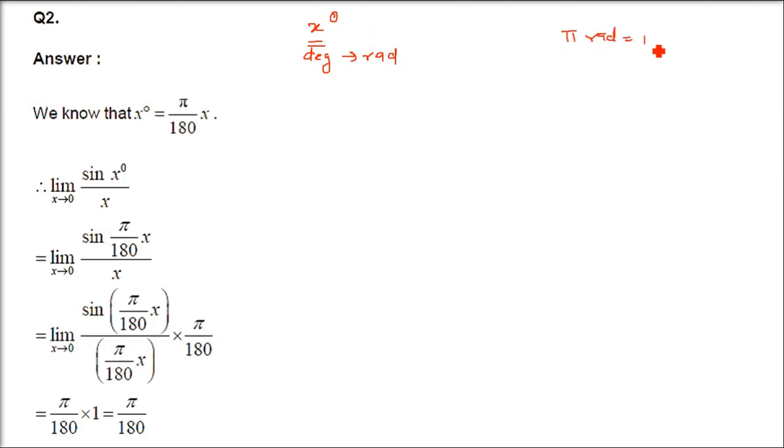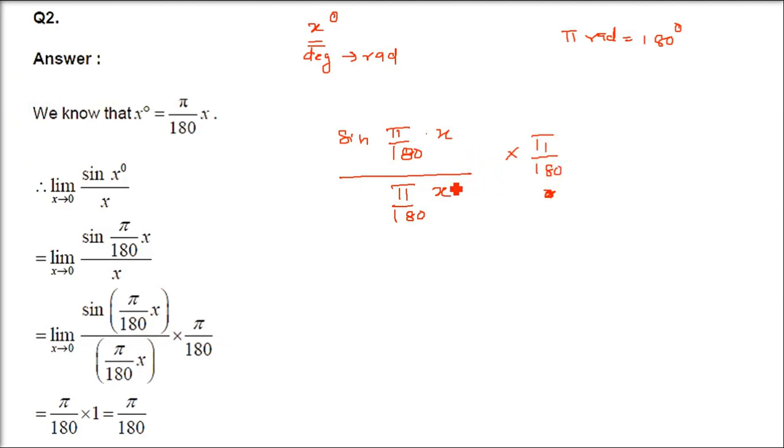Pi radian is equal to 180 degree. This we know. So in order to convert this degree into radian, we will multiply it by pi by 180. So this is sine of pi by 180 into x. So we have to have this pi by 180x in the denominator. So I am just having this x and this pi by 180 here. Now pi by 180 we have to multiply also because we have ourselves introduced it.